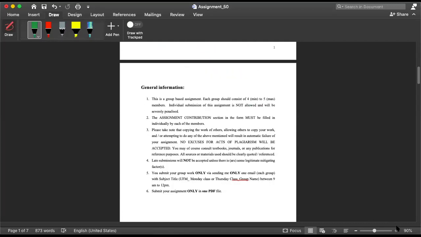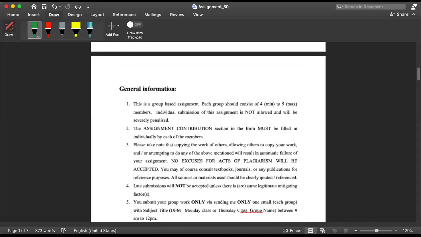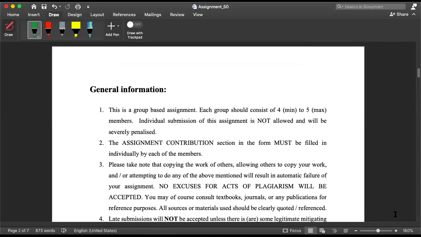Okay, so make sure you note down your submission deadline, right, which is 10th of September. Now, this information is very important. This is a group-based assignment. Each group, you know that, maybe 3 or 4 or 5, it doesn't really matter, right? So it's a group assignment. That's important, right? And you know your group members, right?